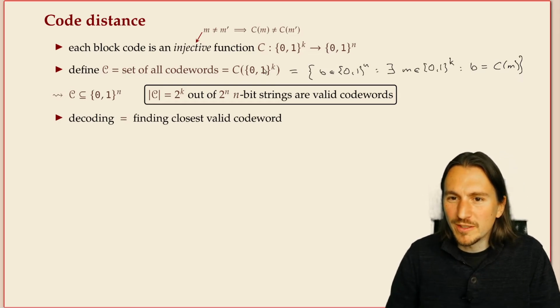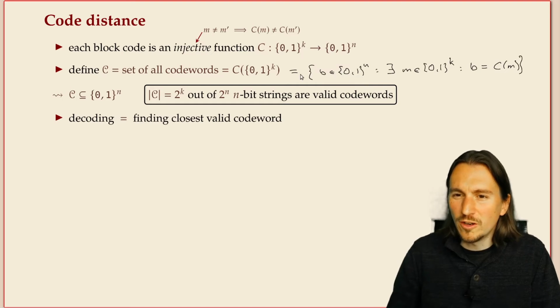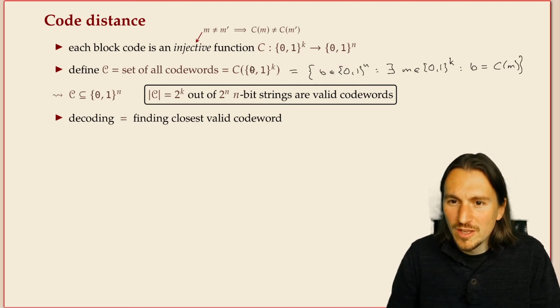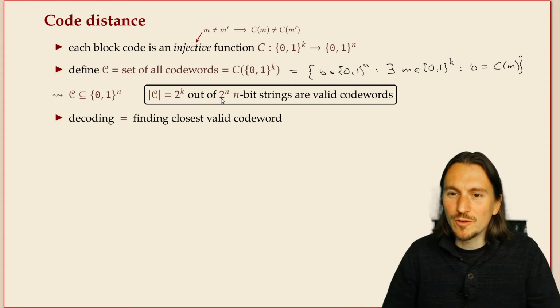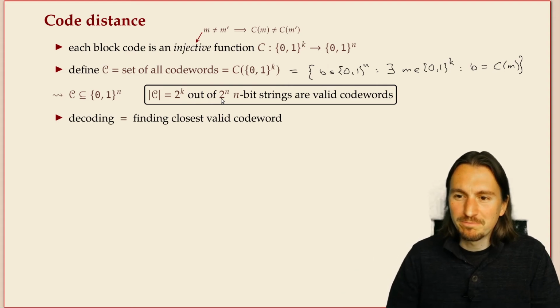A function applied to a set is the set of all values you can get if you insert the elements from the inner set into the function. This is a subset of all the n-bit bit strings by definition. Just because of the injective property, the size of this is always 2^k. So we have 2^k valid code words, but in a bigger universe of 2^n bit strings.